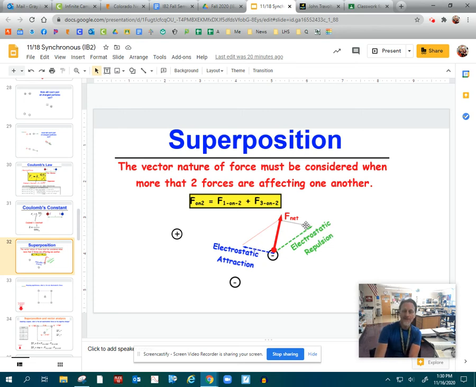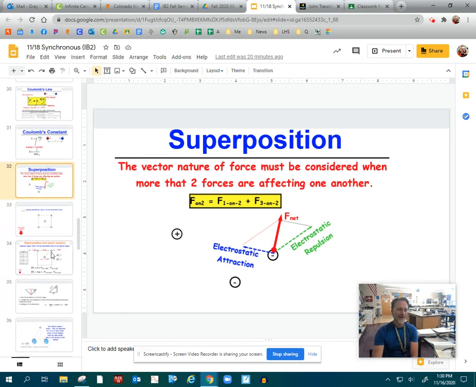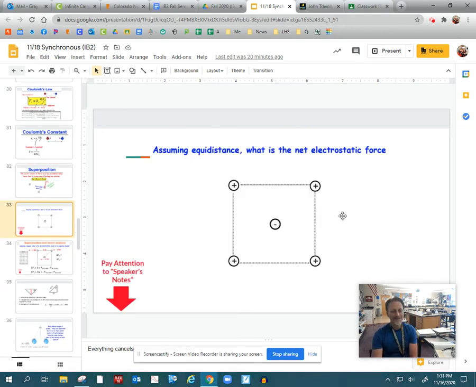And then I could just do some vector addition and figure out the net force. Okay, and you'll see we're going to practice this. So first practice, you've got a negative with 4 positives equidistant around. What would the charge be? Check it out. Makes sense.